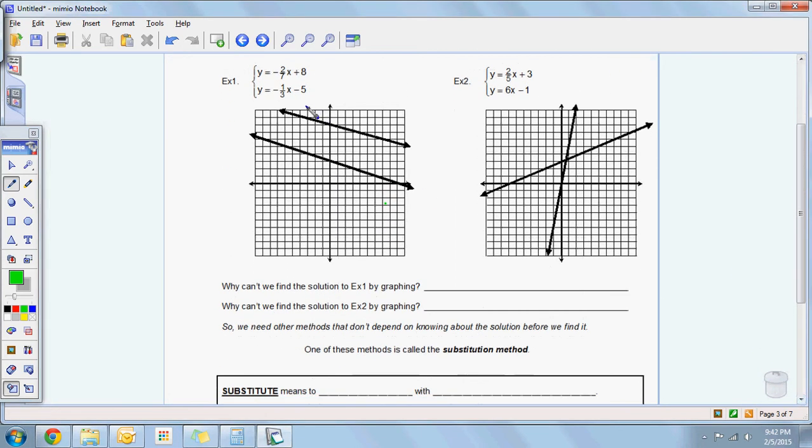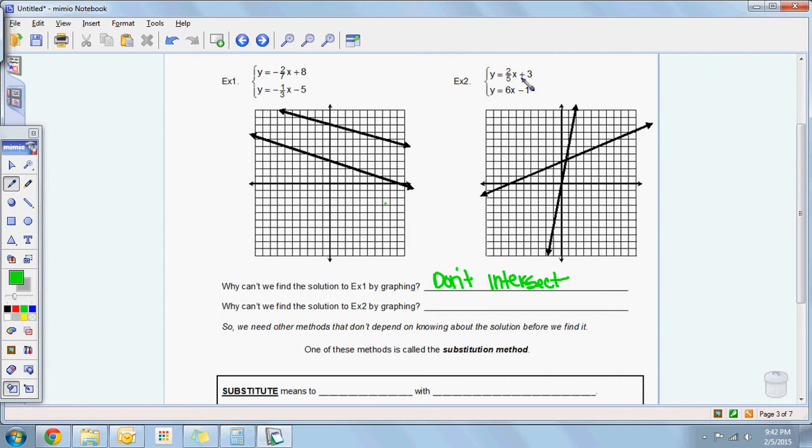In example number 1, if you were to graph these systems, these are the two lines that you would get. With this graph, those lines are never going to intersect. Without that point of intersection, you can't solve for the system. Alright, so that's one problem you might have.